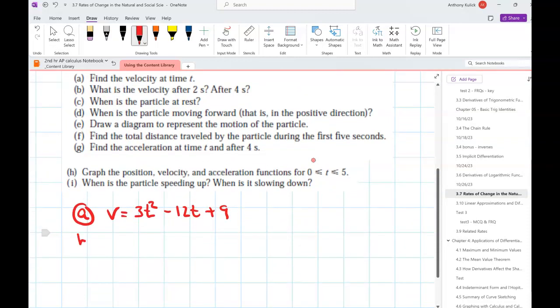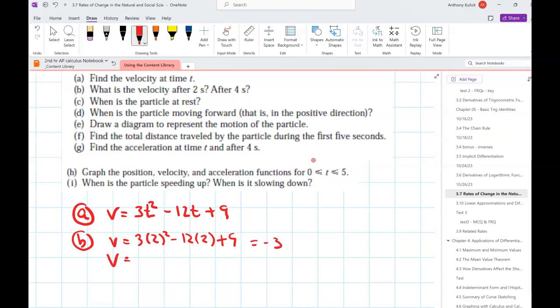Part B says, what is the velocity at 2 seconds? Plug it in. That's positive 12, negative 24, positive 9, that's negative 3. I agree. After 4 seconds, 48, minus 48, plus 9, right?